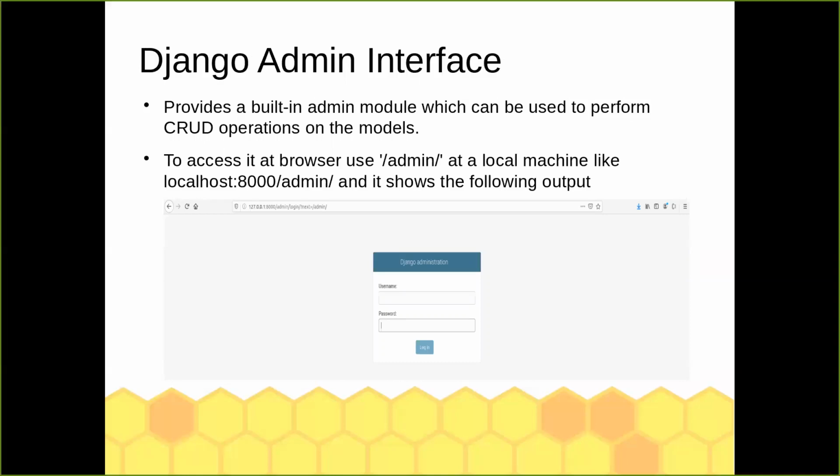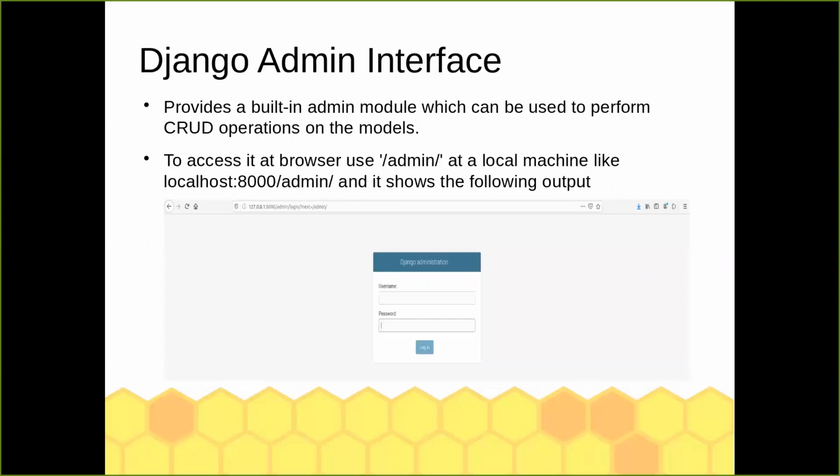Django admin interface. Django provides a built-in admin module which can be used to perform CRUD operations on the model. It reads metadata from the model to provide a quick interface where the user can manage the content of the application. This is a built-in module designed to perform admin-related tasks. Let's see how to activate and use the Django admin interface.